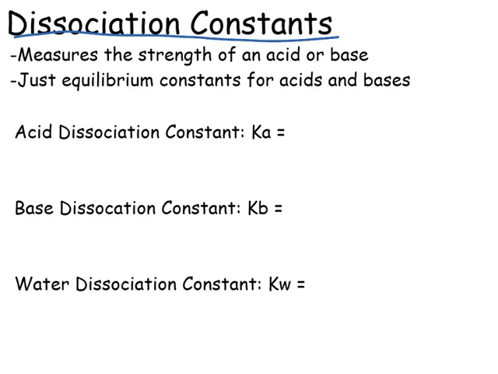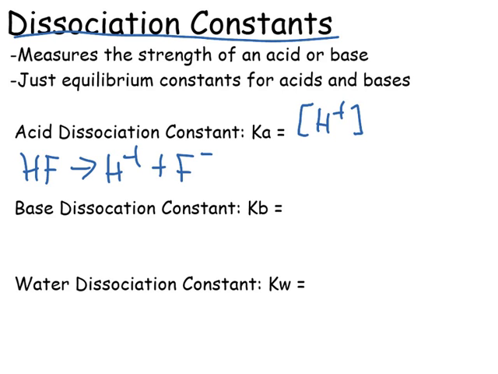So let's calculate an acid dissociation constant. Let's say we have hydrofluoric acid, which is going to dissolve into H plus and F minus. So yeah, it's just a normal equilibrium constant. So we multiply the concentrations of the products and divide that by the concentration of the reactant. And there we have it.